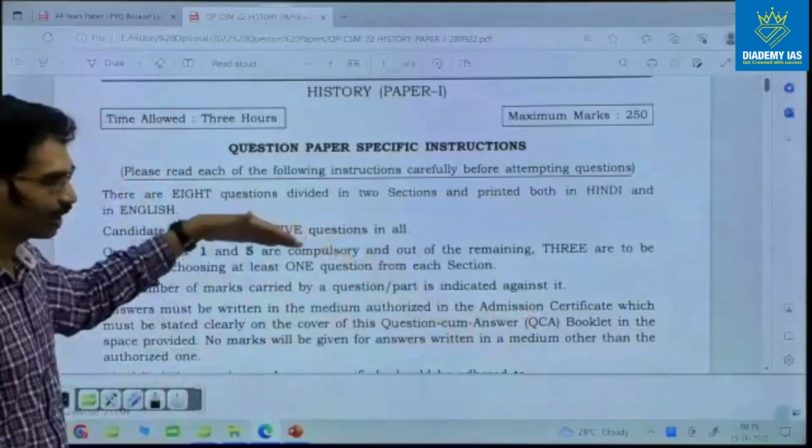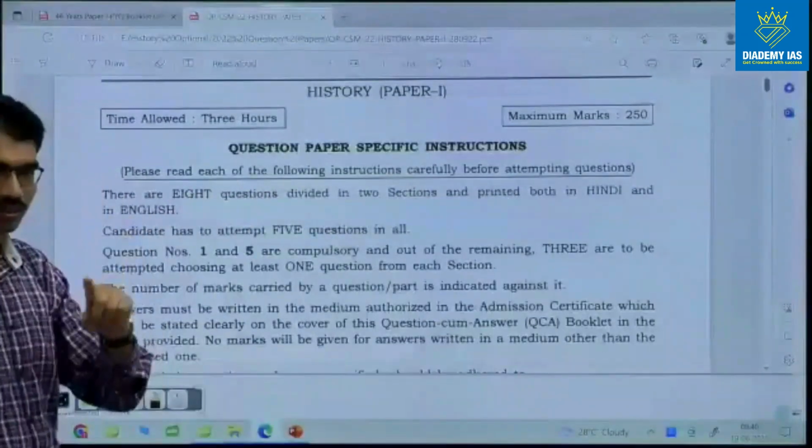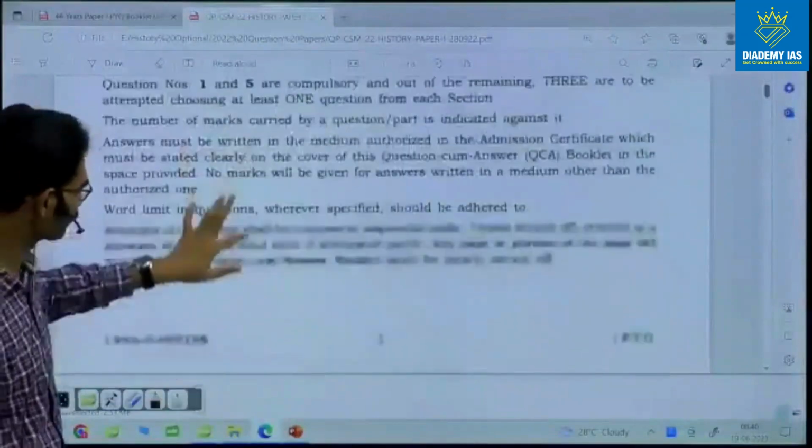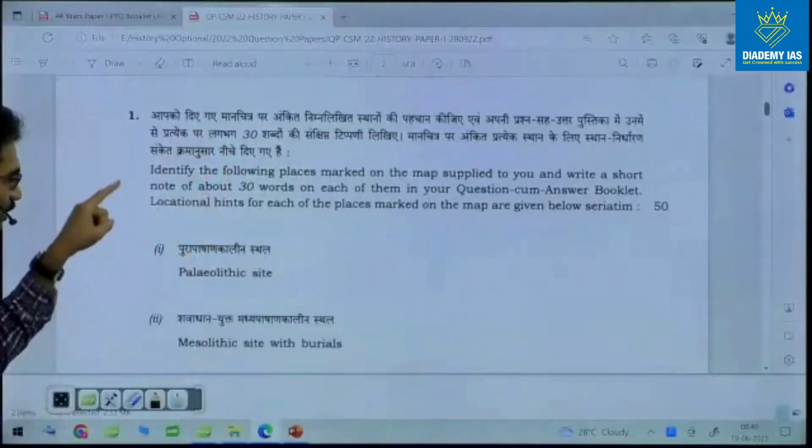That's why in section A, 2 questions you have to write compulsory. Section B, 2 questions compulsory. Other one, your choice. This is section A, first question.